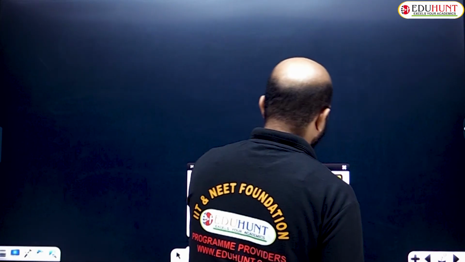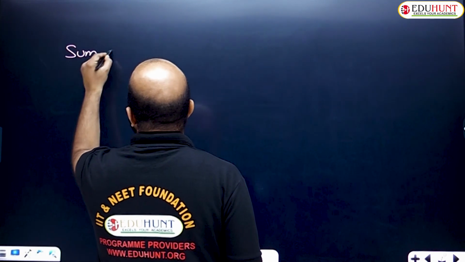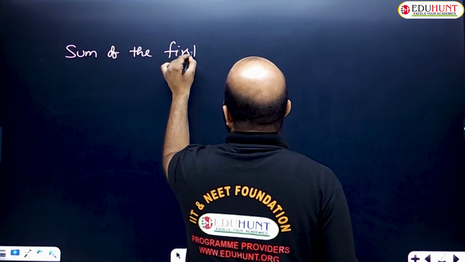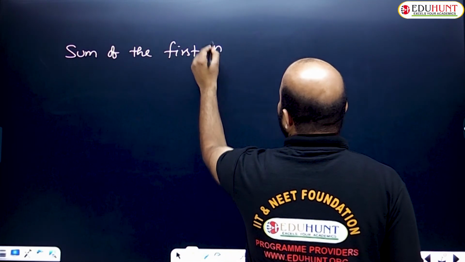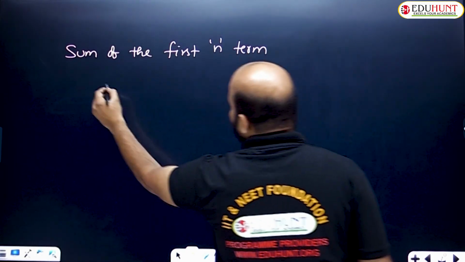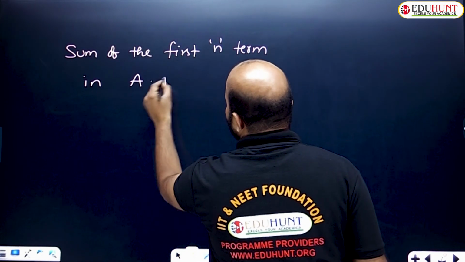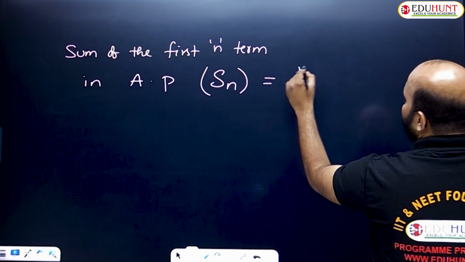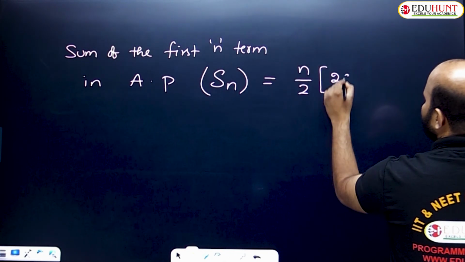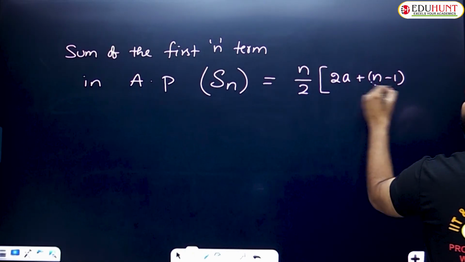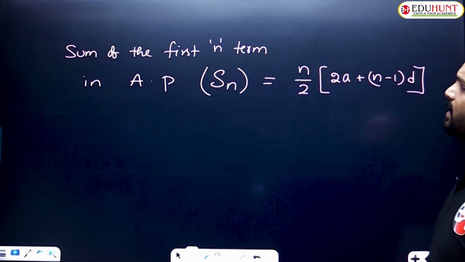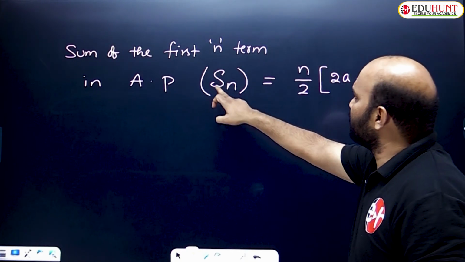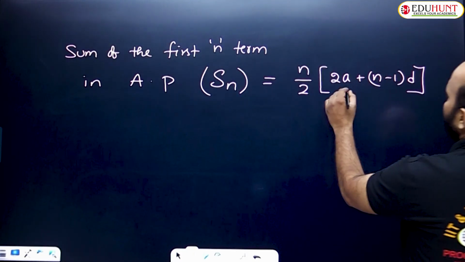And next one, the sum of the first n terms in AP. So what is the formula? It can be represented as Sn. Sn equals n by 2 into 2a plus n minus 1 into D. This is a very important formula. Sn stands for the sum of the first n terms in AP, n by 2 into 2a plus n minus 1 into D.